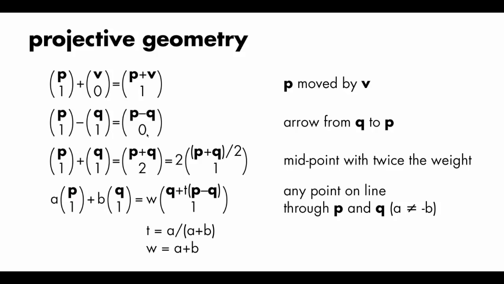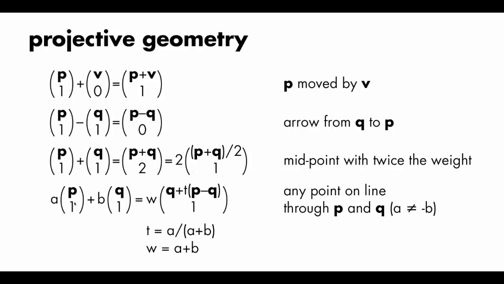If we subtract 2 points, we get an arrow from one point to the other point. Very nice. What if we add 2 points? Well, we now get a 2 downstairs here, but we can factor that out. Because we want to normalize it, which means we have a 1 downstairs, we have to divide the coordinates here by 2, and we have a weight of 2 now, but the point is actually midway between P and Q, so that makes perfect sense. What would you expect the sum of 2 points to be? It should be the point right in the middle, and that's exactly what it is.